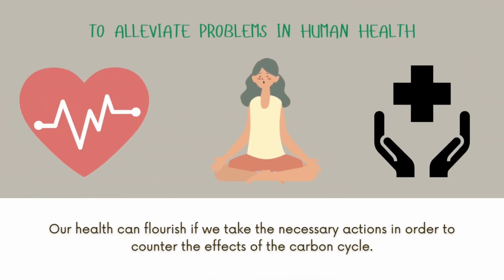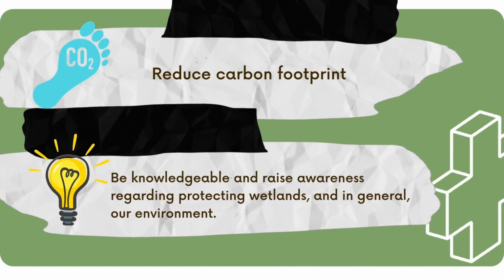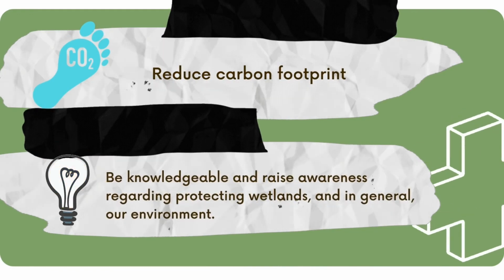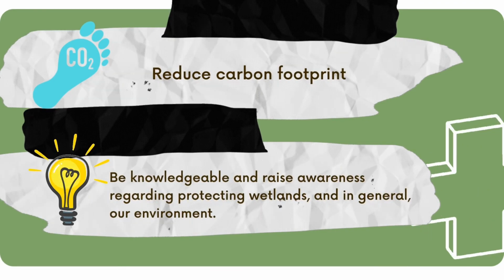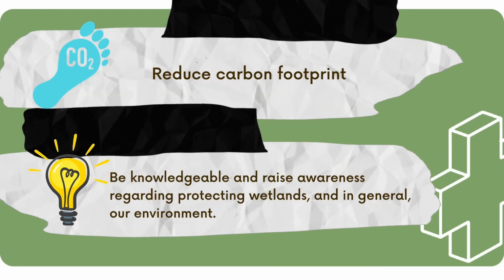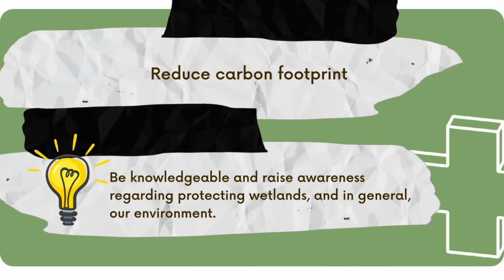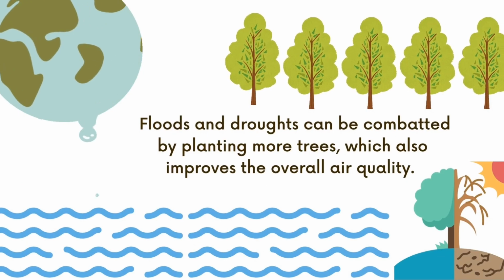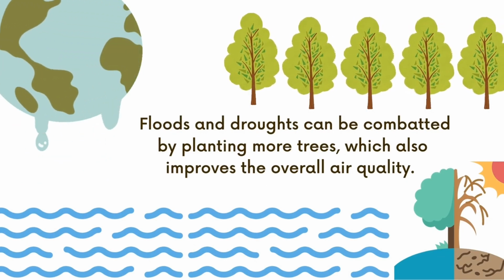For human health, it can flourish if we take the necessary actions in order to counter the effects of the carbon cycle. Firstly, in order to avoid the effects of rising ocean temperatures, one must continue in their efforts to reduce their carbon footprint. It is also our duty as students to be knowledgeable and to raise awareness regarding protecting wetlands and, in general, our environment. Floods and droughts can be combated by planting more trees, which also improves the overall air quality.